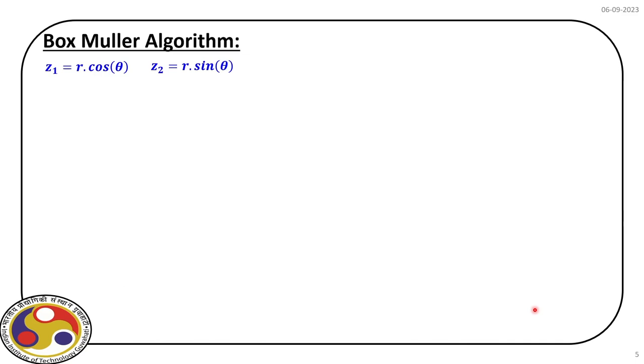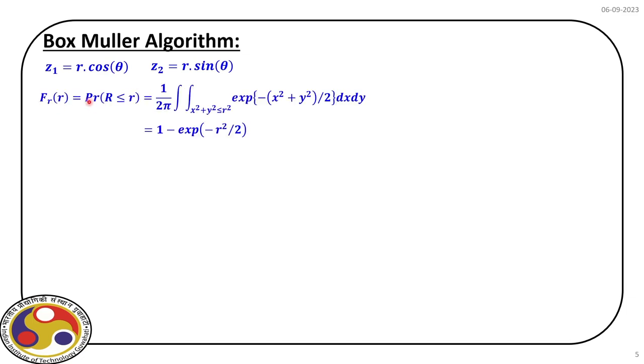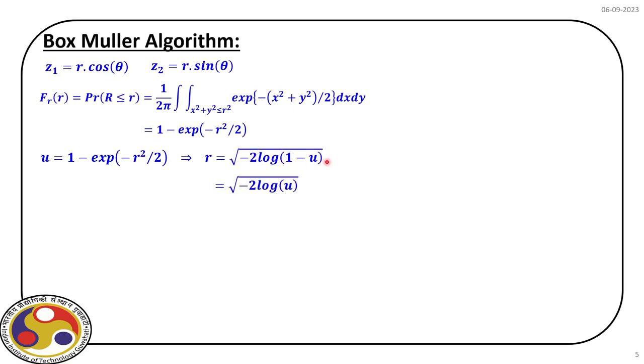If we continue our discussion, we started with the polar representation of Z1 and Z2, and now the probability of r less than or equal to r is obtained from this expression. Now obviously u will be 1 minus exponential of minus r square by 2, and that leads to r equal to square root of minus 2 log of 1 minus u. If you modify this, you can represent r in this format. The only logic is, if u is uniformly distributed between 0 and 1, then 1 minus u is also uniform under the same limits. That's the reason we can modify this and represent r in this compact form in terms of u.